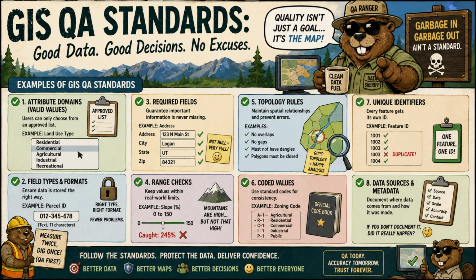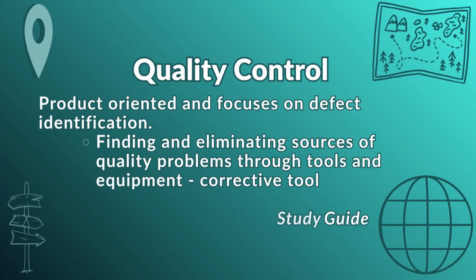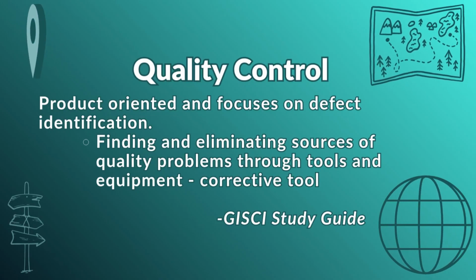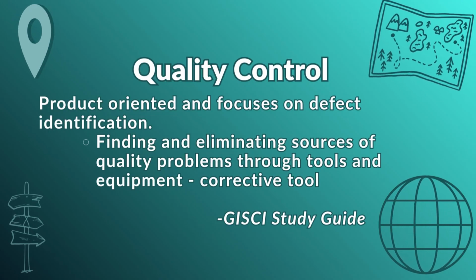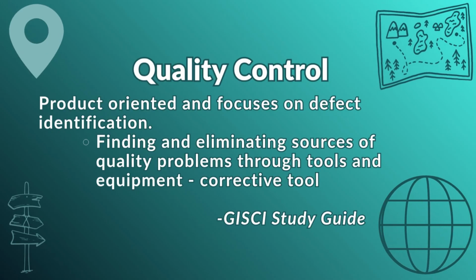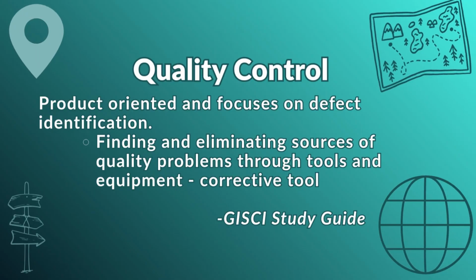Exactly. Now, quality control, or QC, is product-oriented. It is a reactive corrective tool. QC focuses on defect identification and correction after the data has been collected. So back to the kitchen. QC is tasting the soup right before it goes out to the customer and realizing it needs way more salt.